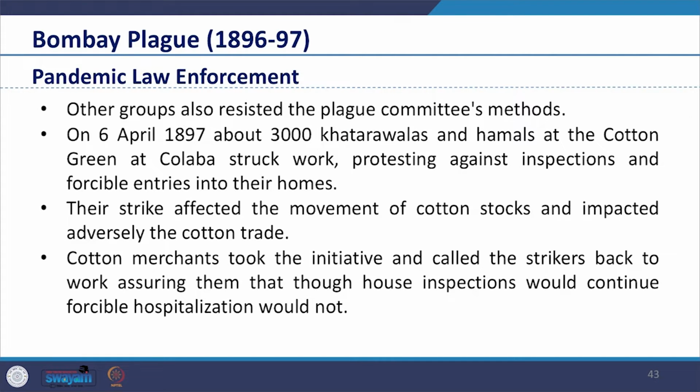Other groups also resisted the plague committee's methods. On 6 April 1897, about 3,000 Khatrawalas and Hammals at the Cotton Green at Colaba struck work, protesting against inspection and forcible entries into their homes. Their strike affected the movement of cotton stocks and impacted adversely the cotton trade. In this case, cotton merchants took the initiative and called the strikers back to work, assuring them that though house inspections would continue, forcible hospitalization would not.